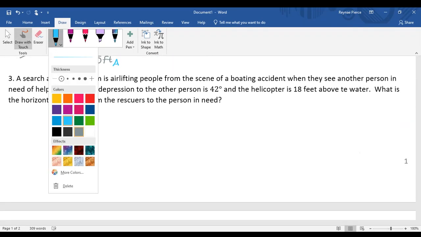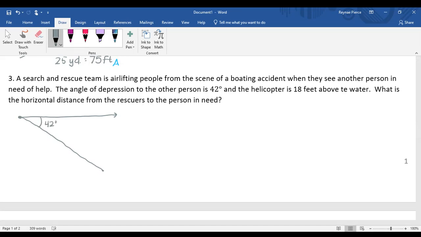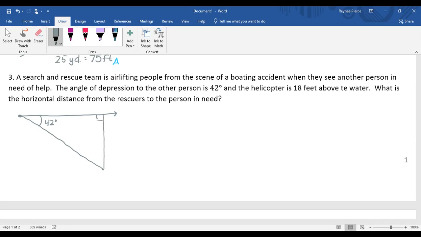Number 3, a search and rescue team is airlifting people from the scene of a boating accident when they see another person in need of help. So here's our helicopter. Here's their horizontal line of sight. The angle of depression to the other person is 42 degrees. So here, we've got our right triangle. The helicopter is 18 feet above the water.